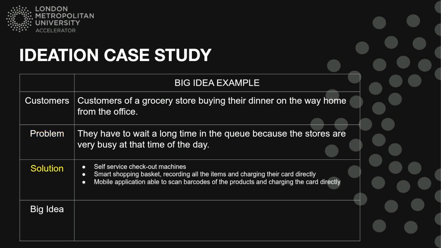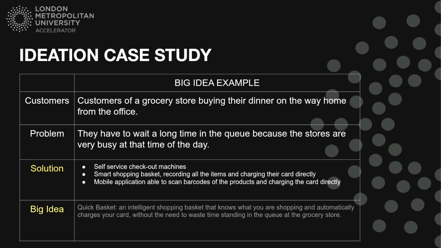What solutions do we have? There's different ones. There could be a self-service checkout machine, where we can put more machines for people to check out their own shopping. Or it could be a smart shopping basket that records all the items and charges their credit card directly. Or it could be a mobile application that can scan all the barcodes of the products in your shopping and then charges your card directly. There's many different options, and for this problem, the best option, which will also be my big idea, is Quick Basket. An intelligent shopping basket that knows what you're shopping and automatically charges your card without the need to waste time standing in the queue at the grocery store.